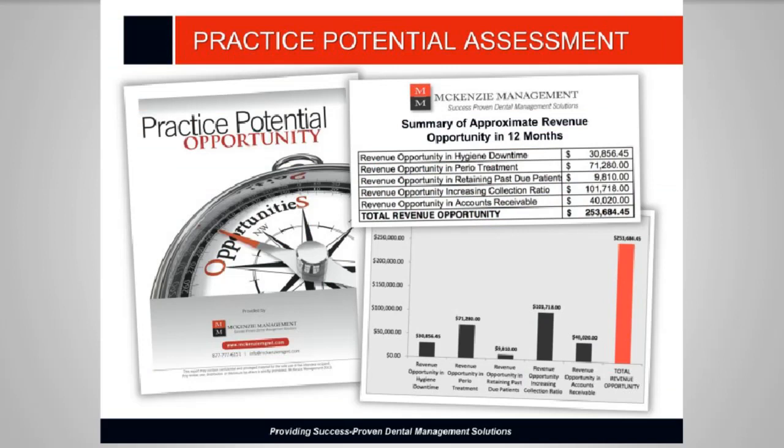So I'm happy to do this potential assessment. It shows you where you have potential in revenue opportunity, like in hygiene and perio and patient retention and your accounts receivable. Those aren't all the things, but it shows you at a glance right here, for example, where that particular practice in 12 months could have had another $250,000 more. That's not uncommon for us to find.